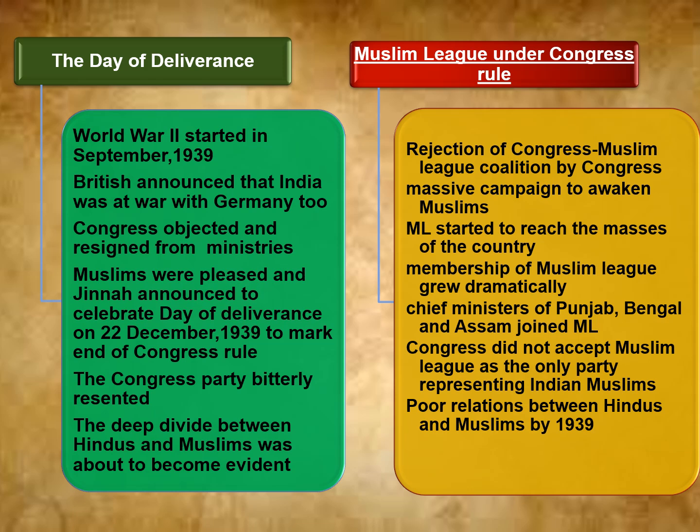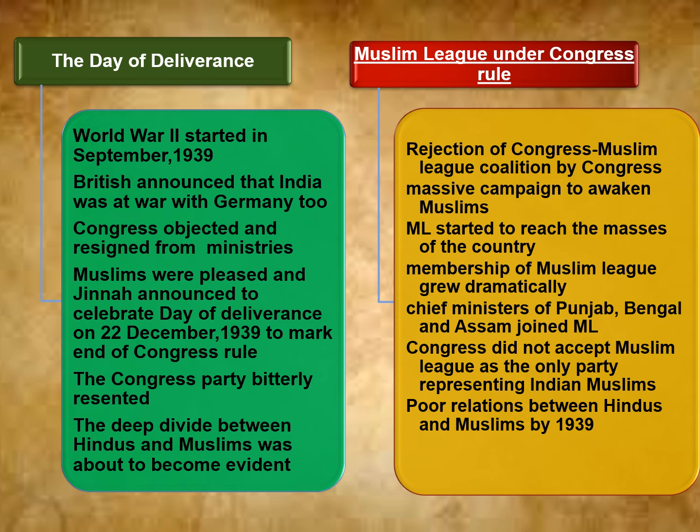If we talk about the Muslim League under Congress rule, Congress rejected the Congress-Muslim League coalition offered by Jinnah, and there was a massive campaign, also led by Mr. Jinnah, to awaken Muslims and warn them of the Hindus' aim of establishing Hindustan. The Muslim League started to reach the masses of the country. Its membership grew dramatically during the 1937 to 1939 Congress rule.